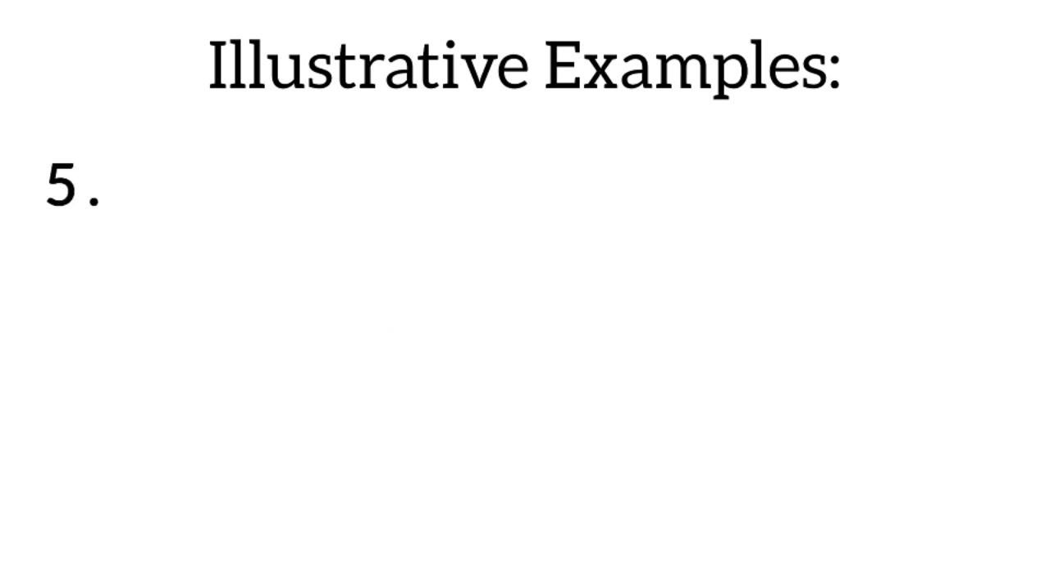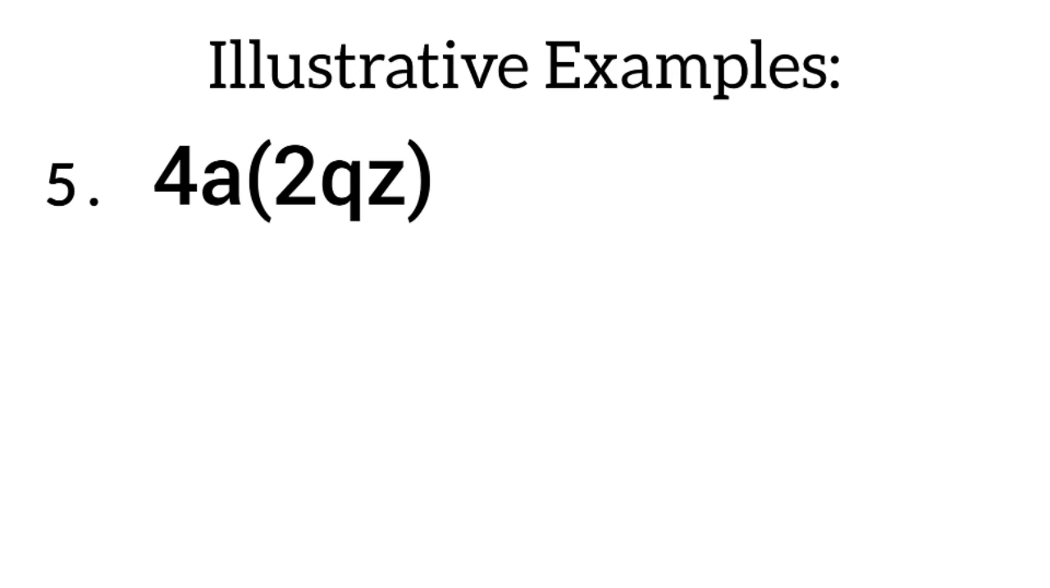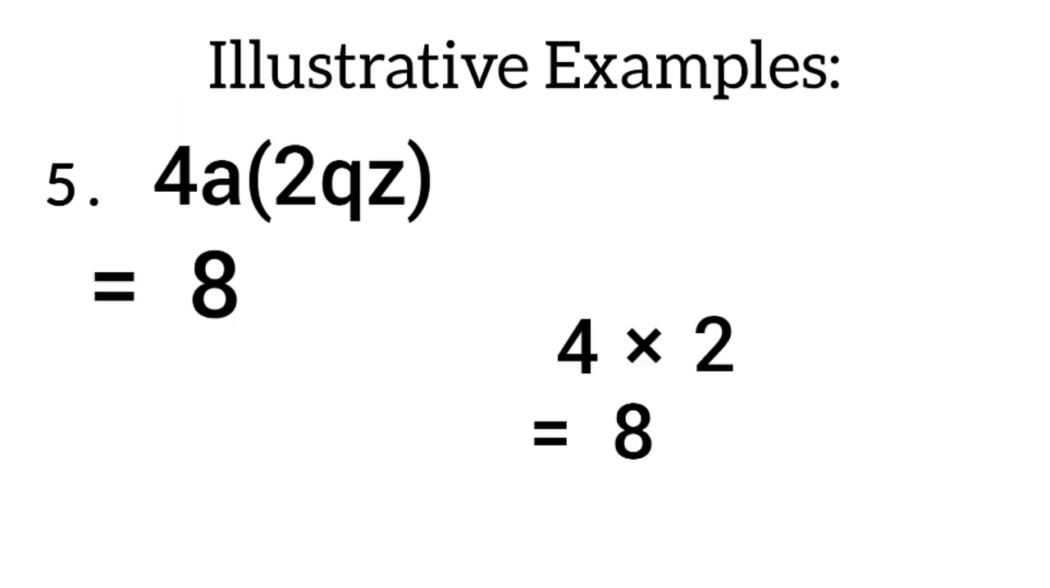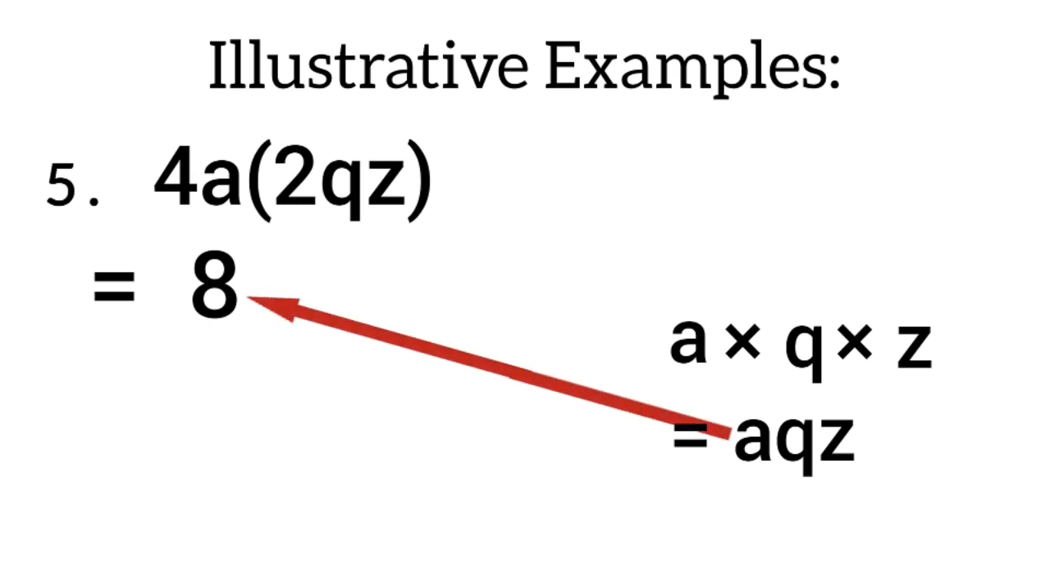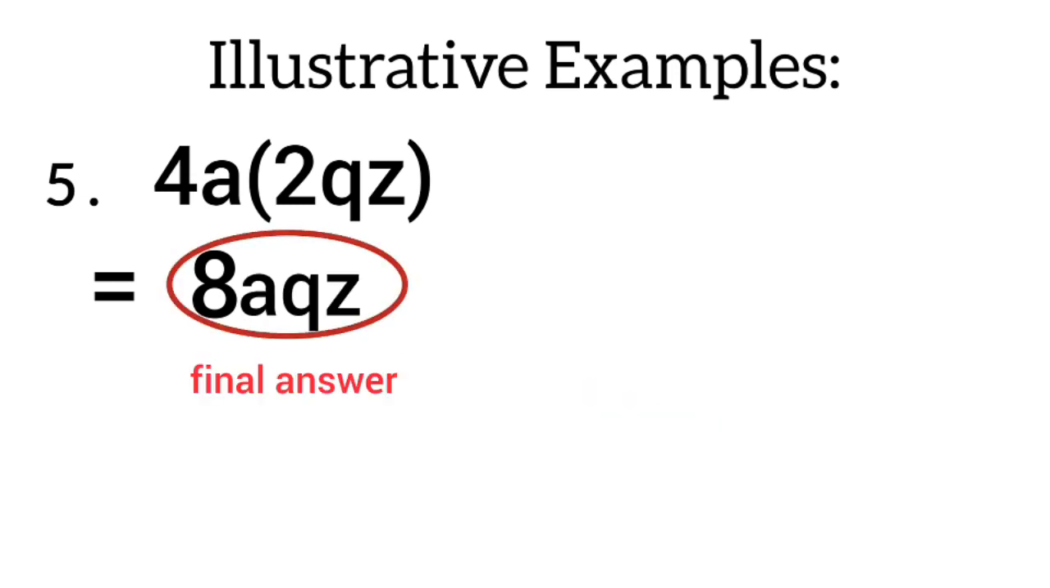Question number 5. In this question, 2qz is in the bracket. The bracket also represents a multiplication sign. For this reason, 4a is multiplying 2qz. So first, you will multiply the numbers 4 and 2 to get 8. Then multiply the variables a, q, and z to get aqz. Now put them together to get the final answer as 8aqz.